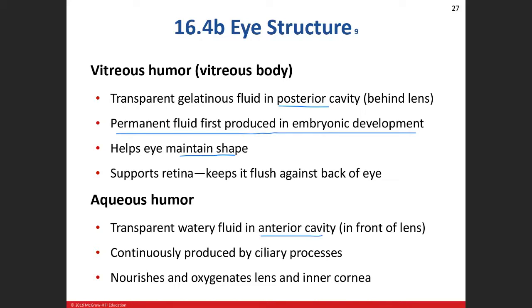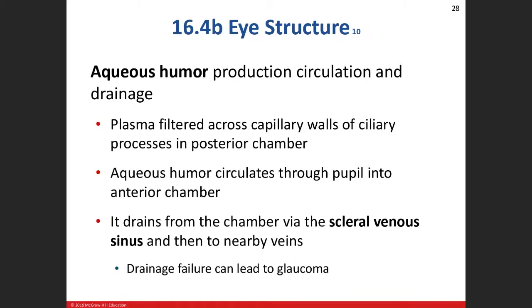In the anterior cavity, we have the aqueous humor. Now, this is the one that's constantly being produced, and its job is to support not only the lens but the inside of the cornea. It oxygenates it, provides it with oxygen, and helps give it the nourishment and nutrients to undergo its functions. I know I'm repeating myself on some of this.